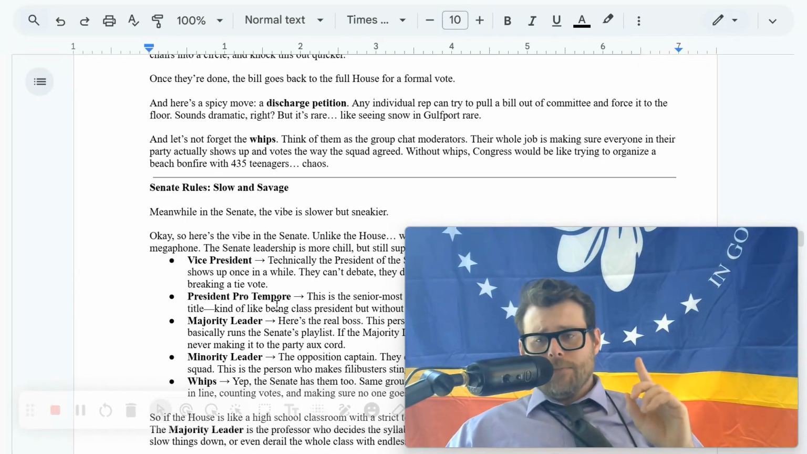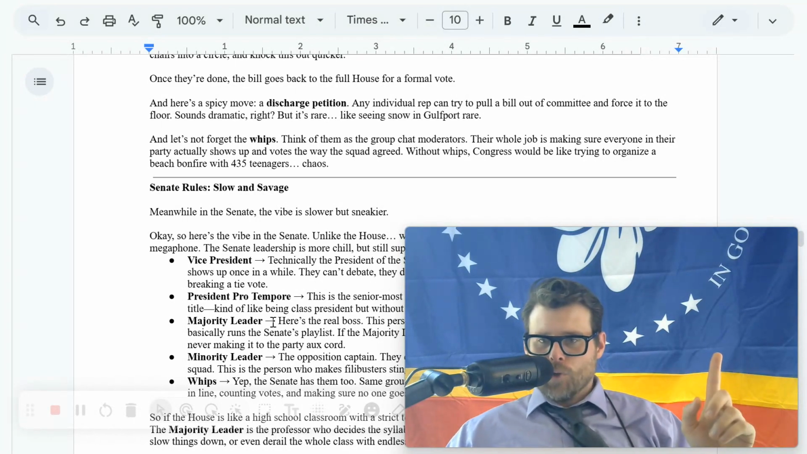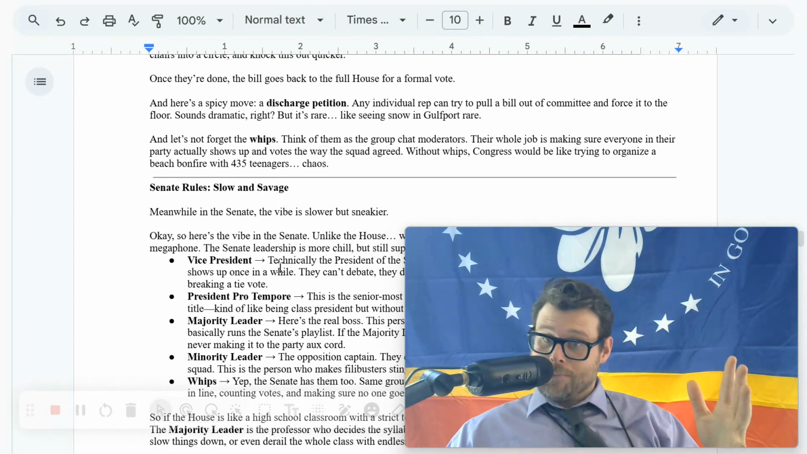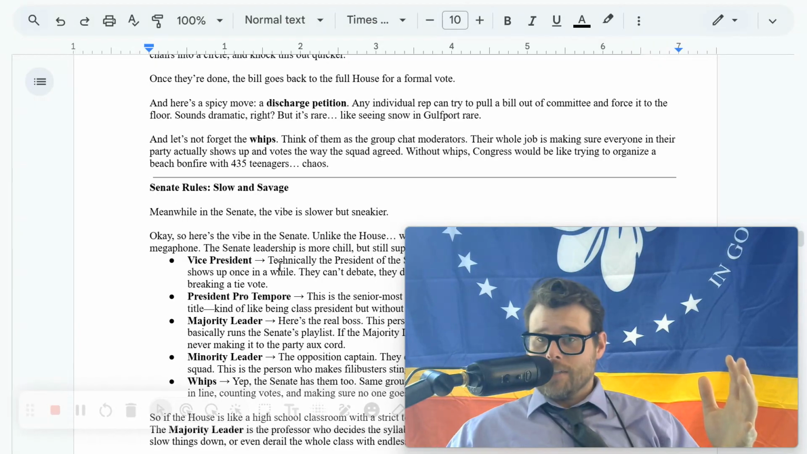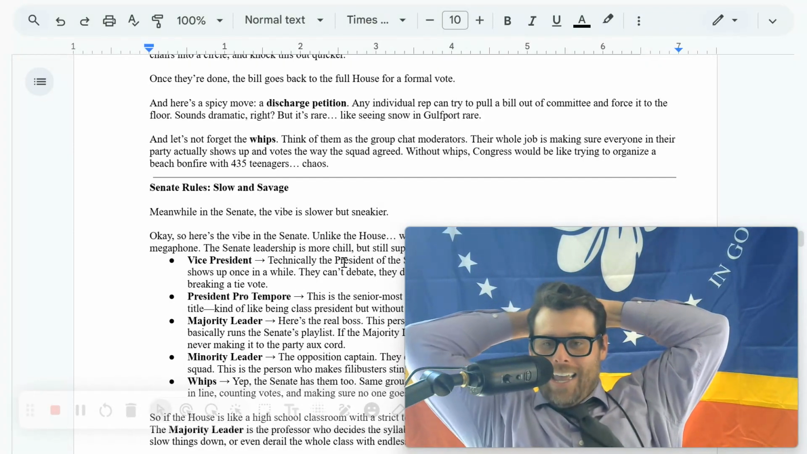And now, let's not forget about who the whips are. Now, the whips, they are in charge of party discipline, right? Think of them as the group chat moderators. Their whole job is making sure everyone in their party actually shows up and votes the way the squad agreed. Right? So without whips, Congress would be like trying to organize a beach bonfire with 435 teenagers. Total chaos, guys. No way that would work out.